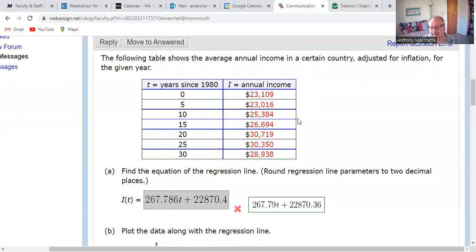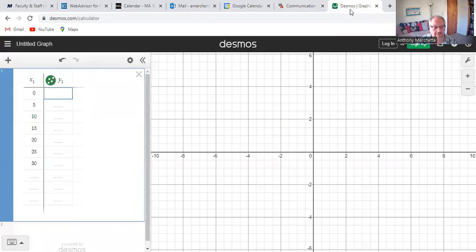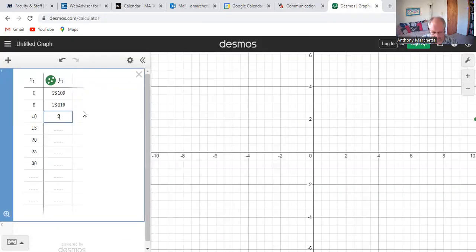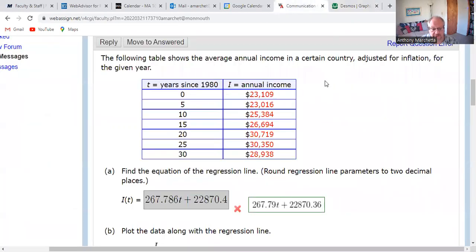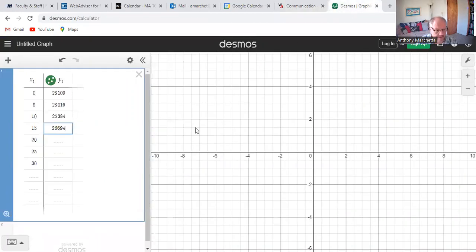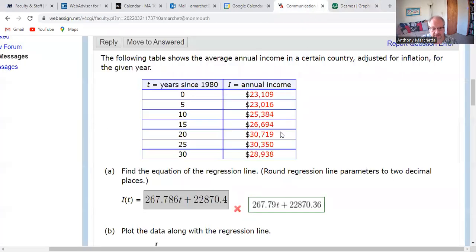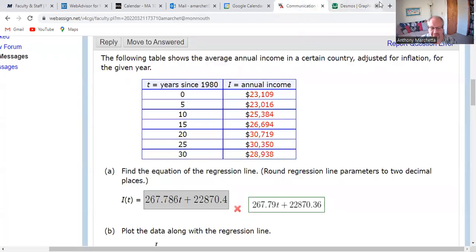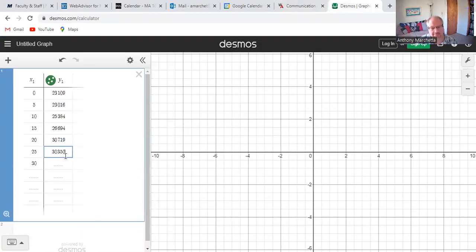I have, and they're a little bit complicated, so I want to do them one at a time. 23,109. 23,016. 25,384. 15 is going to be 26,694, because every so often you have to check and make sure you're looking at the right value. It's 26,694 for that one. 3719. 3350. And then last, 28,938.